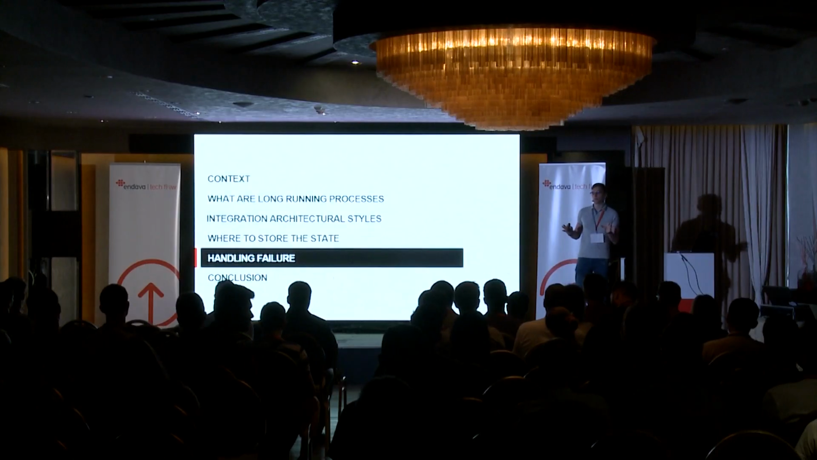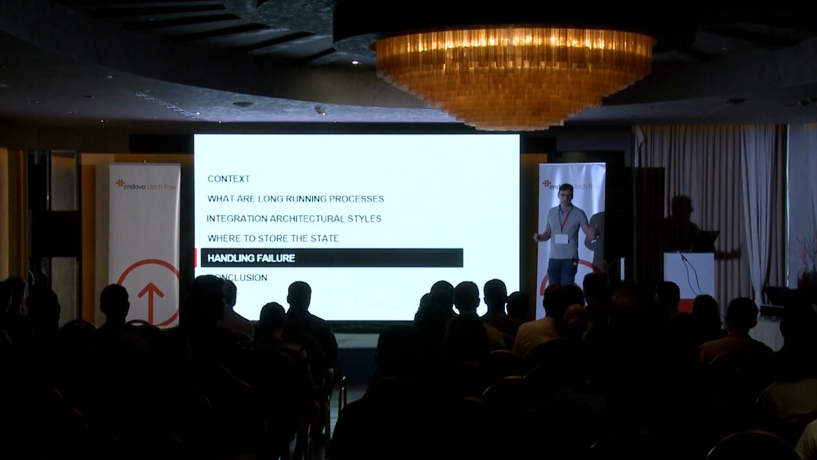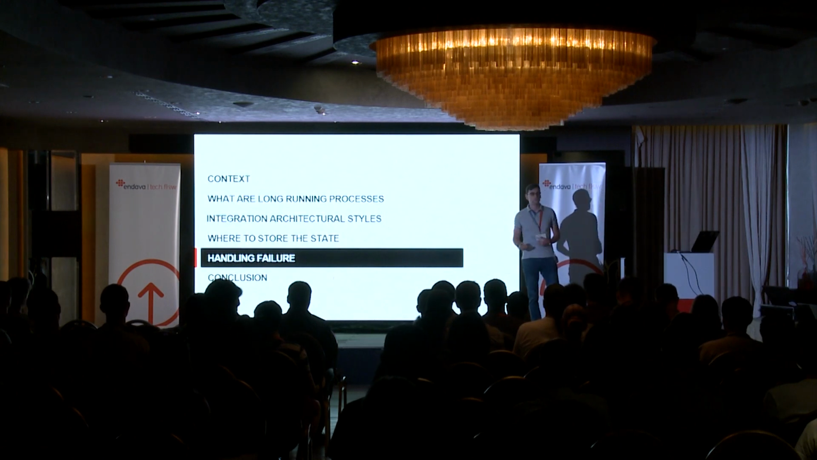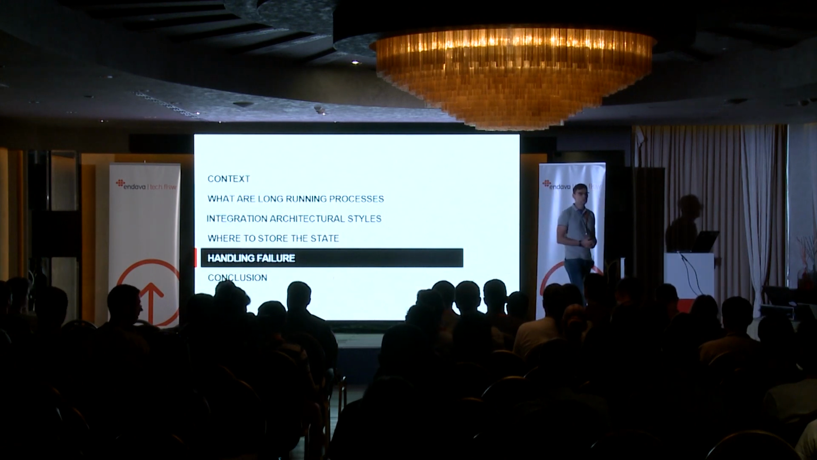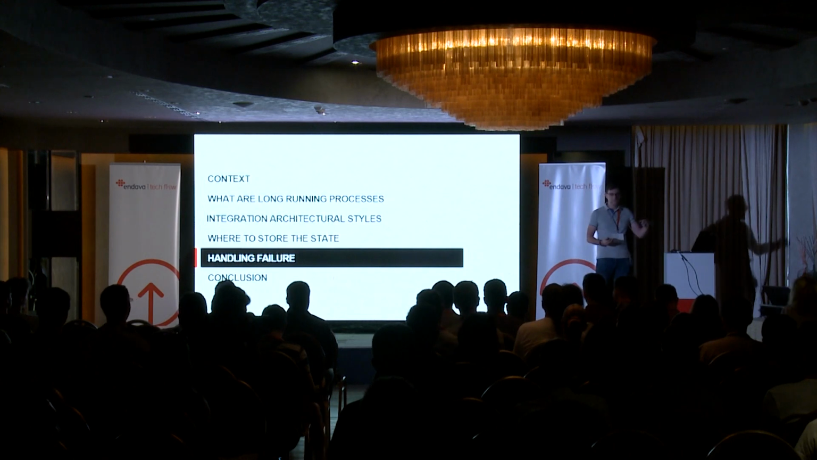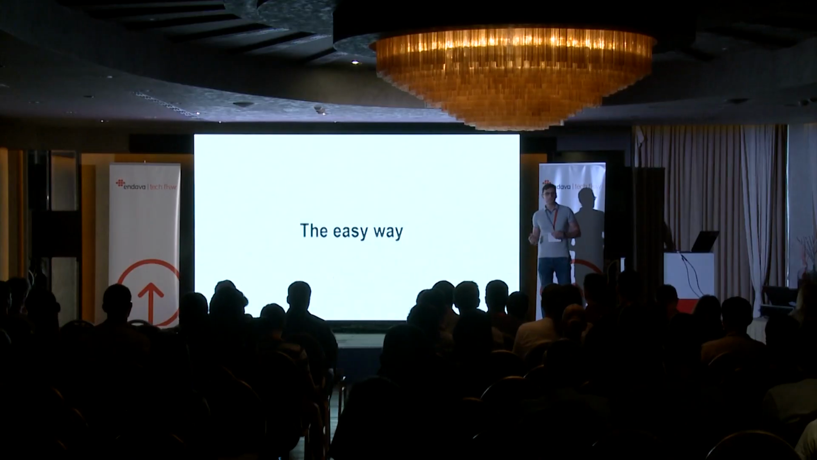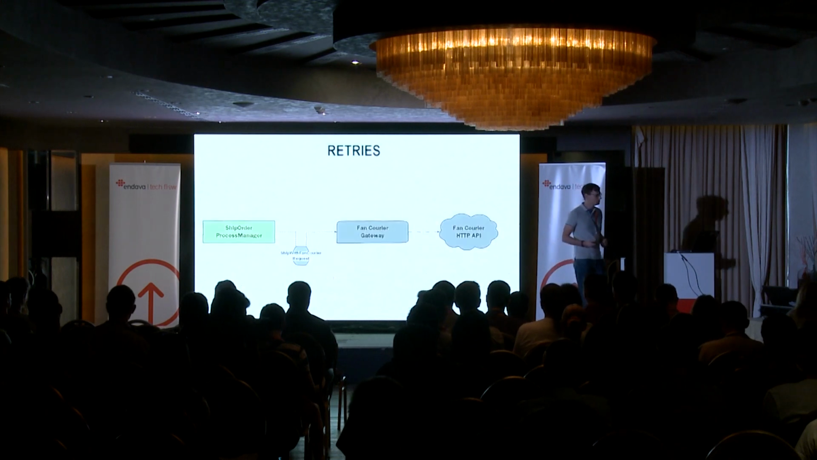So now we saw where to store the state: in either a domain entity, in a process instance, or in the message. But how to actually handle failure? I think handling failure is important because if a long-running process stops halfway, we don't want our system to be in an inconsistent state. And we can do it the easy way or the hard way. So let's see how we can do it the easy way.